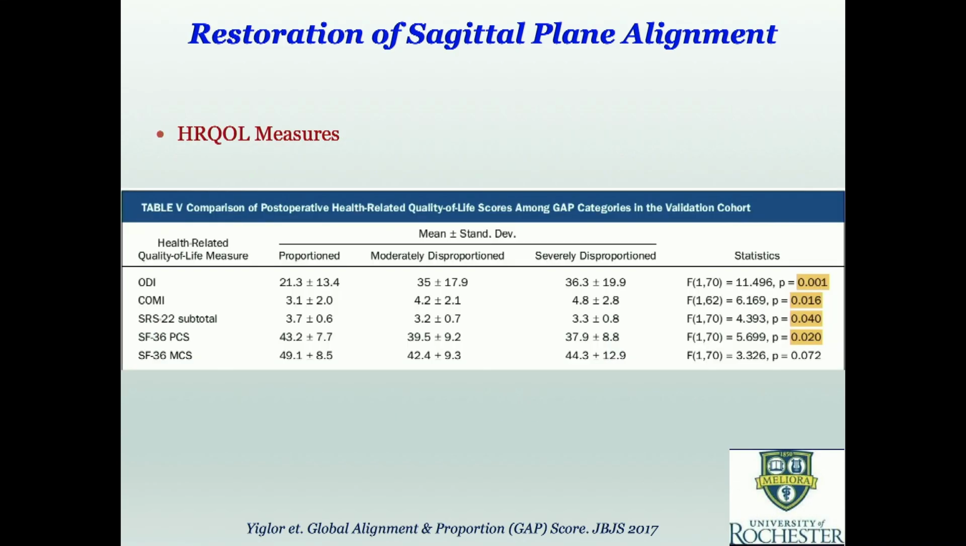Looking at quality of life measures, there was a significant improvement in all the different quality of life parameters except for the SF-36, if the correction was done based on the proportioned GAP score.